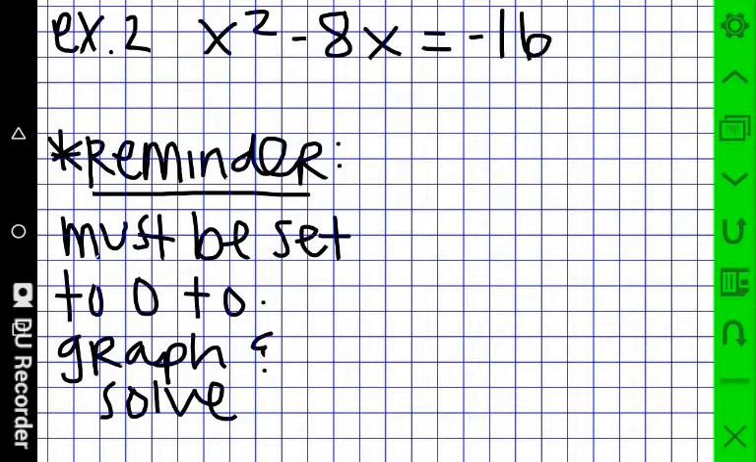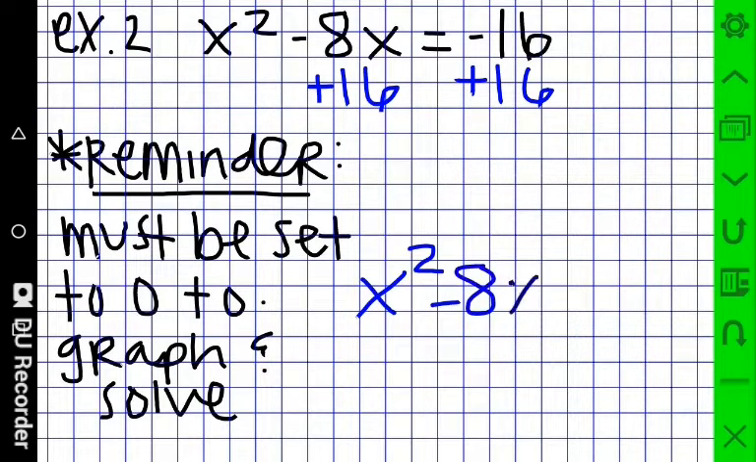All right, here's our last and final example. Example 2 says x squared minus 8x equals negative 16. Just a reminder from the last set of videos that we went through: it must be set to 0 in order to graph and solve, okay? So we don't want that negative 16 over there. We're going to want to add 16 to both sides. So what I have now is x squared minus 8x plus 16 equals 0.